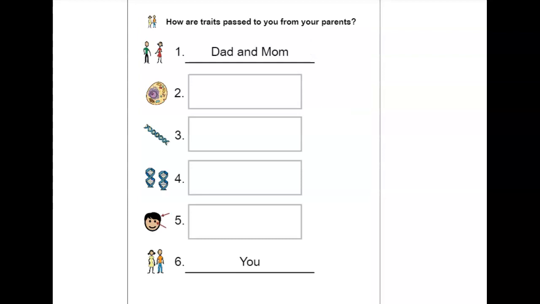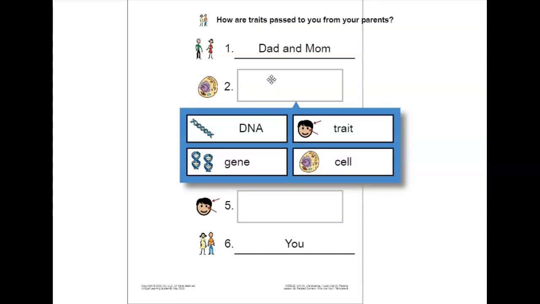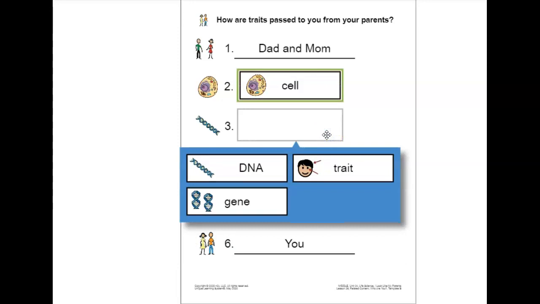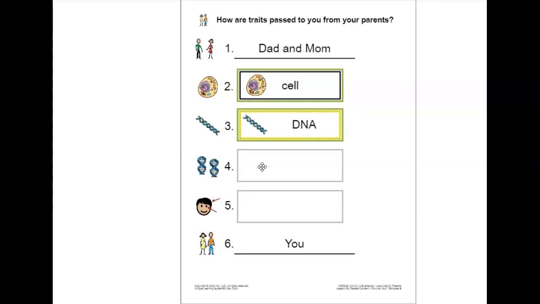How are traits passed to you from your parents? So your dad and your mom have traits. All people, including your dad and your mom, are made up of what? Made up of traits or made up of cells? Cells. Okay. What is inside of our cells? Are traits inside of our cells or DNA? DNA. DNA is inside of our cells.